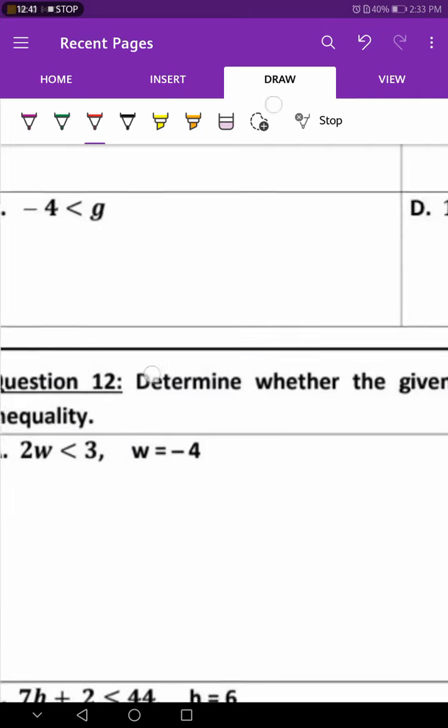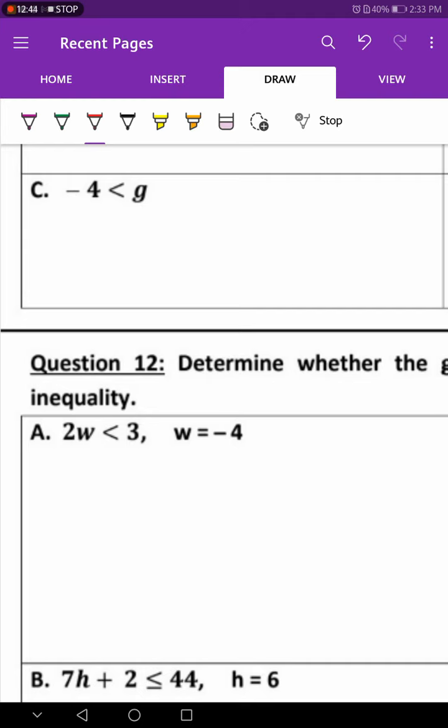G greater than negative 4. G greater than negative 4. You have to focus, Ryan. Okay.